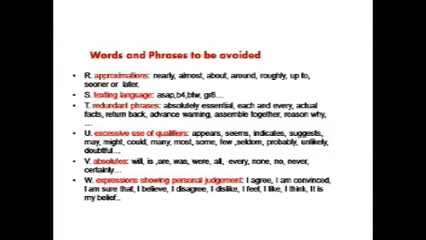Next, approximations. When you are not sure, you say approximately, nearly, almost, about, around, roughly, up to, sooner or later. So all these expressions lack clarity or accuracy. Next, texting language that we usually use in our mobiles to communicate, like ASAP, B4, TW, between, GR8. This kind of texting language should not be used.